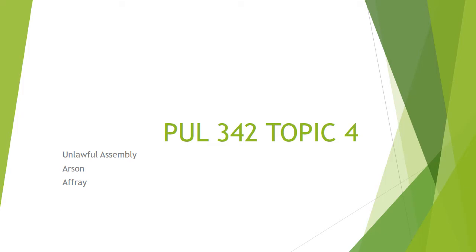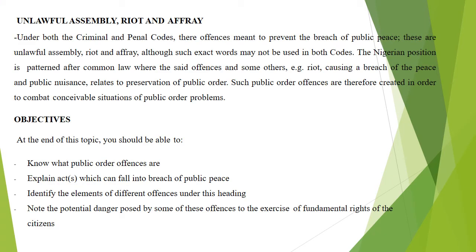So what do we mean by unlawful assembly? Normally when we talk of unlawful assembly, both under the Criminal Code and the Penal Code, they refer to offenses that are meant to prevent the breach of peace. These are, for instance, riots, affray, and when you see a gathering of more than 3 or 4 people in a particular place, and such a gathering normally causes apprehension or fear in the people around them that this group of people are likely to cause chaos any moment. Such kinds of gathering are normally referred to as unlawful assembly.